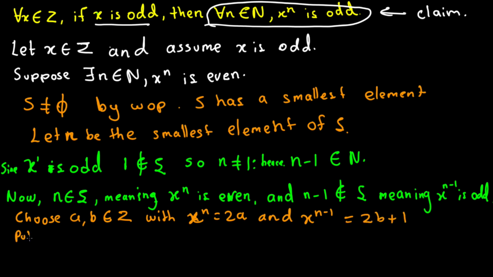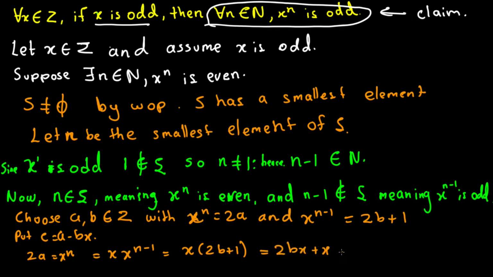So put c equal to a minus bx, and here we know that 2a is equal to x power n. That's what we wrote right here. Then we can also write this as x times x power n minus 1, because if you multiply you will get this one back. Then instead of x power n minus 1, we replace it with 2b plus 1: x times 2b plus 1, and if we multiply, this becomes 2bx plus x.